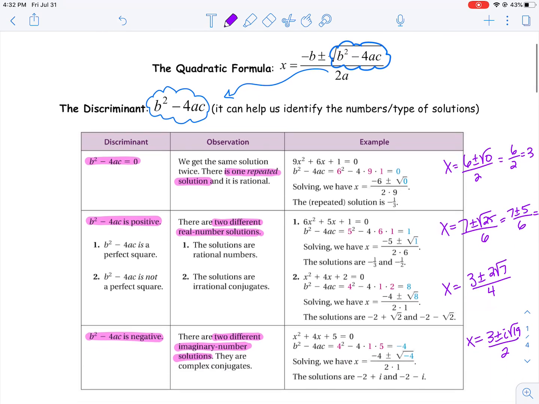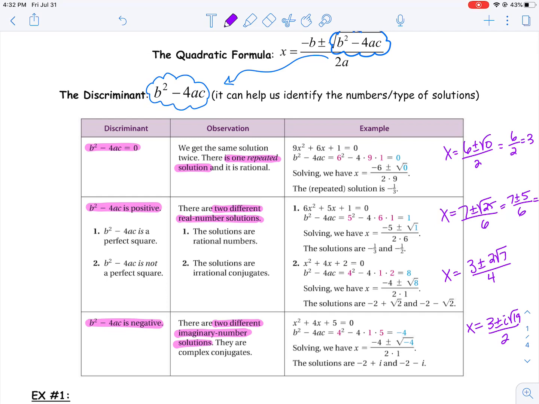If that number underneath your radical, that discriminant, is 0, it would look something like this: x equals 6 plus or minus the square root of 0 over 2. Well, what's the square root of 0? 0, right? And so I have 6 plus 0 over 2 and 6 minus 0 over 2, which both end up being 6 over 2, which is just 3. So if that number underneath, the discriminant, is the number 0, then I know there's going to be one repeated solution that's rational.